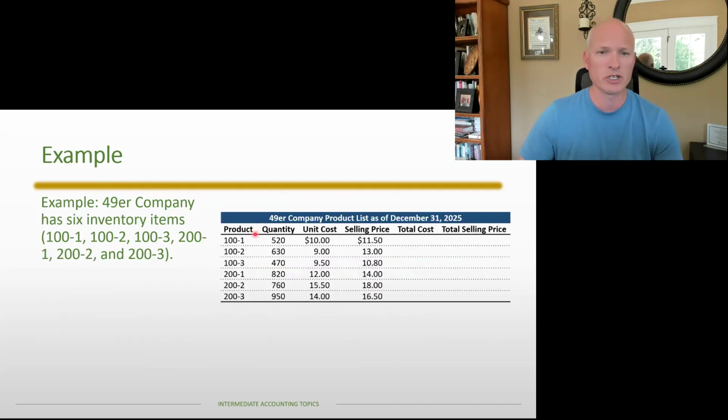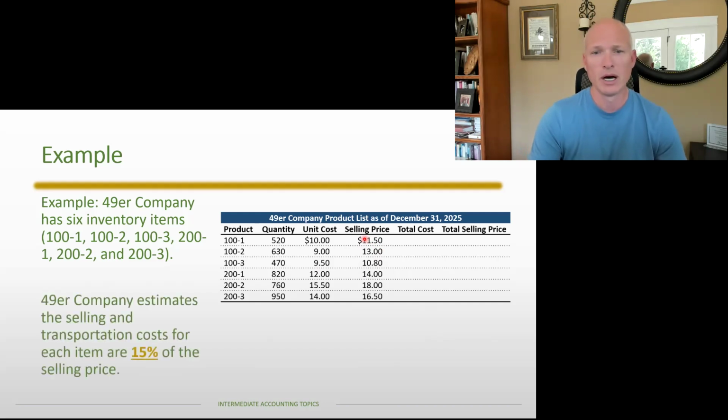And so here's a bunch of different information. You've got several different products, different quantities of each, and then this is the unit cost. This is the current cost of that unit, and then this is the current selling price. Again, this is whatever state they're in. This is what we estimate we'd be able to sell those items for. And again, a reminder of that 15%.